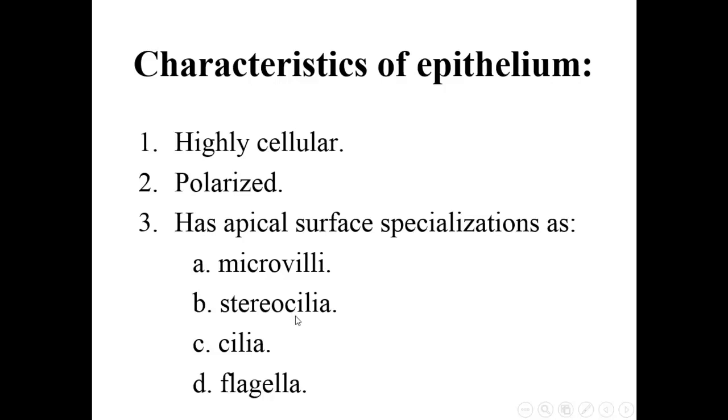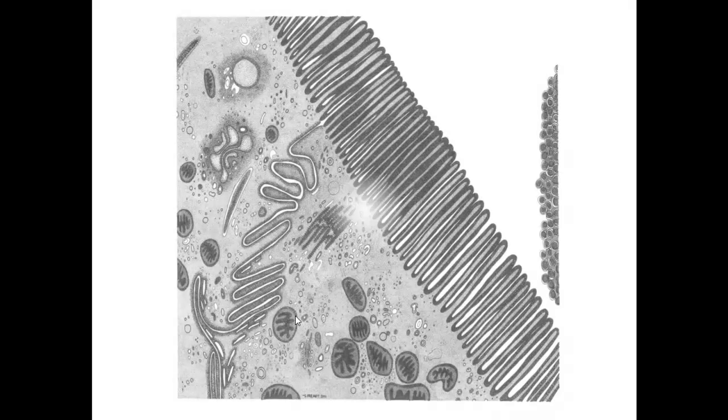Okay, so we have four apical specializations. You can see these pictures. Look at this. This is the apical surface of this cell. Imagine that this is a cell on the apical surface of the intestine. So instead of being shorter, you can see here we have increased the surface area by this brush border. Okay, so we can see it in the intestine or in the kidney, the proximal convoluted tubules. It will aid in absorption.